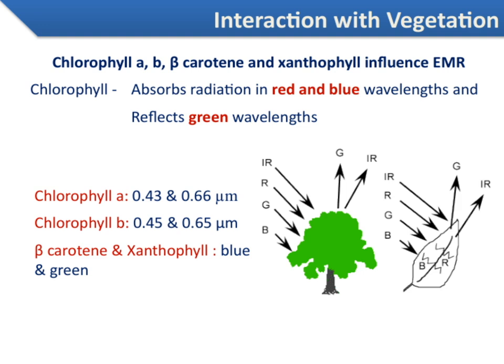This reflection and absorption pattern are essential not only for plant health, but also for remote sensing applications, as they help us identify vegetation and assess its condition from a distance. So, understanding these interactions is fundamental in studying vegetation's role in Earth's energy balance and how we can monitor plant health through spectral data.